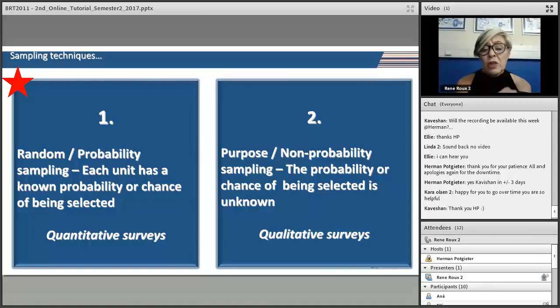An example is for non-probability. Quite often that's what you find with qualitative, and random probability, quantitative. But it's not exclusive for those 2. Qualitative surveys tend to be more non-probability, whereas quantitative tend to be more probability. But please, it's not exclusive for those 2.